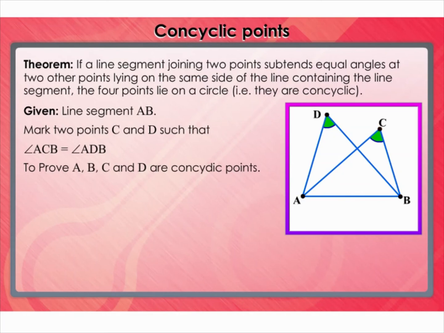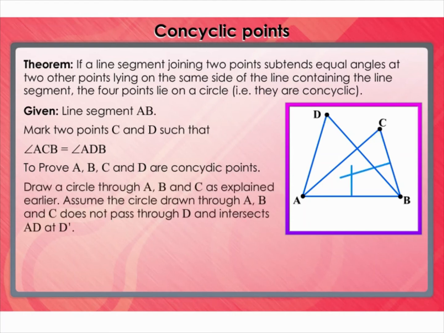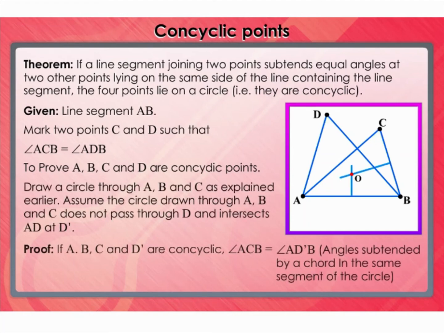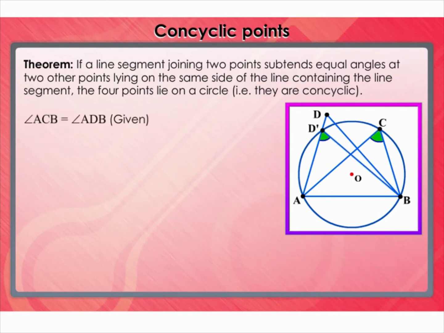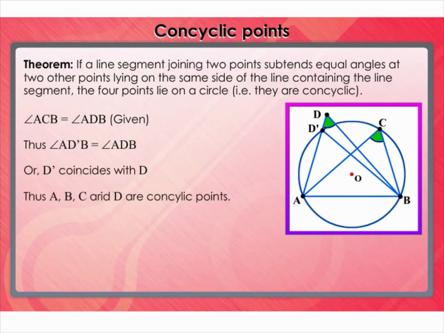Let's use the construction we did earlier to draw a circle through points A, B and C. For proving the theorem, let's suppose that the circle drawn through A, B and C does not pass through D but intersects AD at D'.